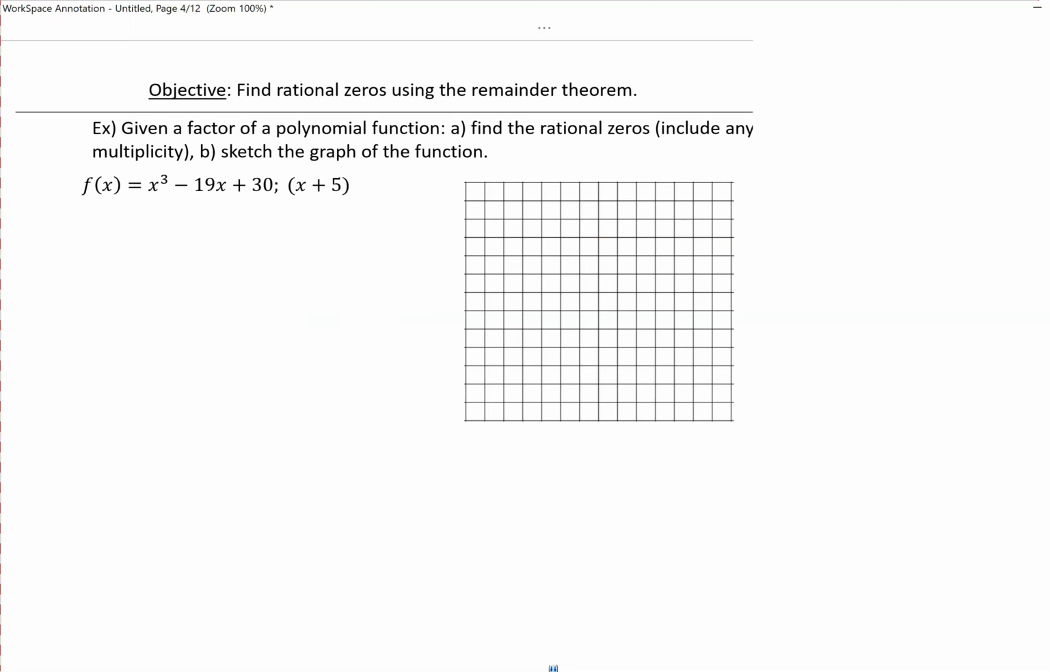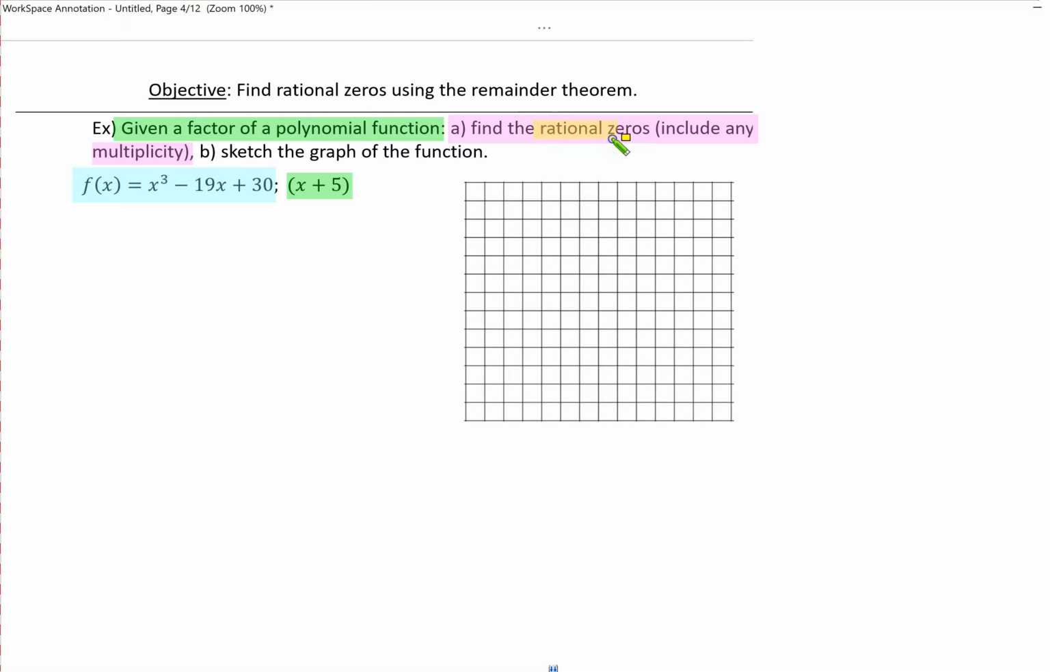All right, so in this particular problem, we are given a factor of a polynomial function, and that's what this is right here. So x plus 5 is a factor of this function here, f of x, which is a cubic function. We are to find all of the rational zeros of the function and include any multiplicity. So again, if a zero repeats itself, then we'd write that zero more than once to show its multiplicity.